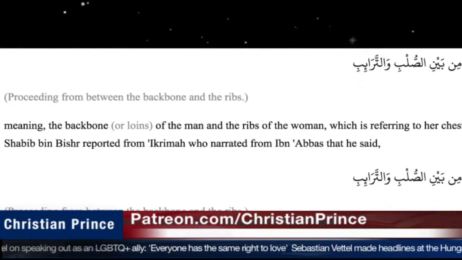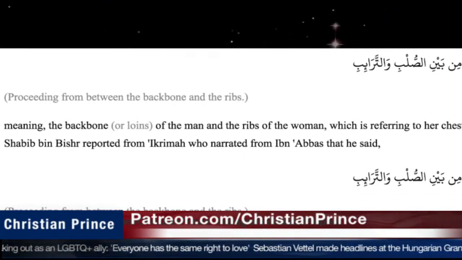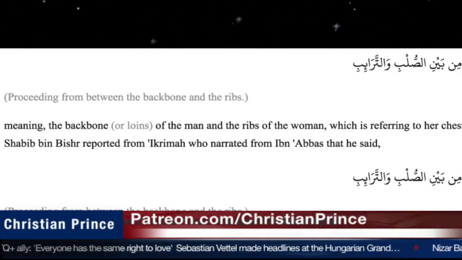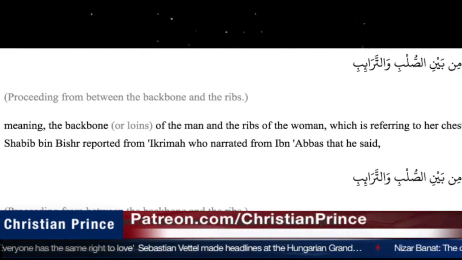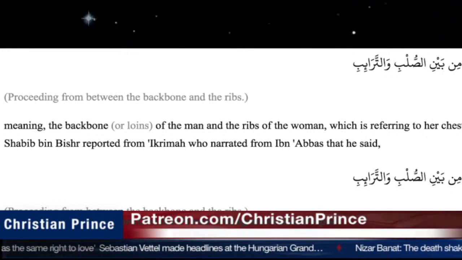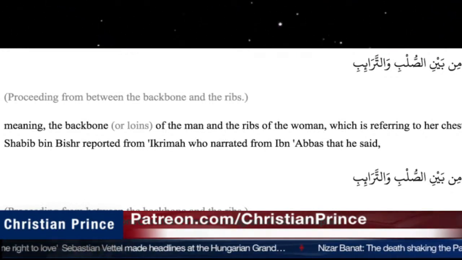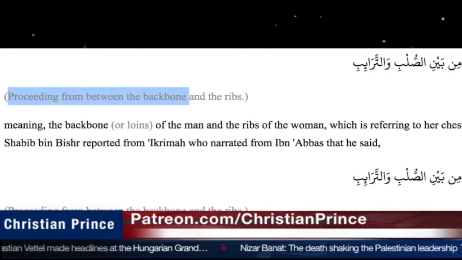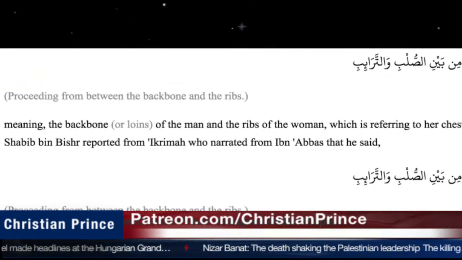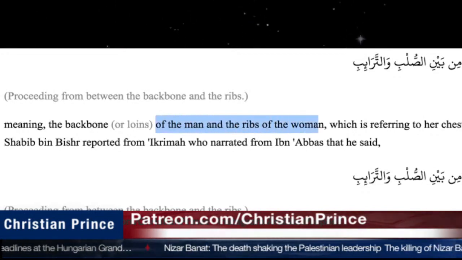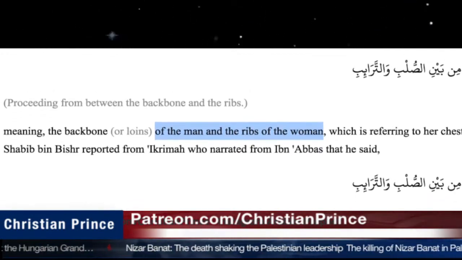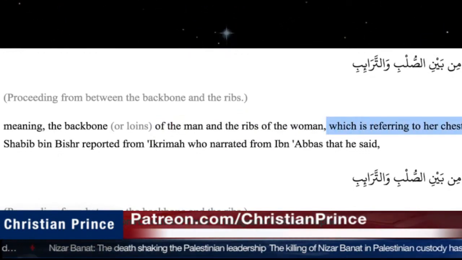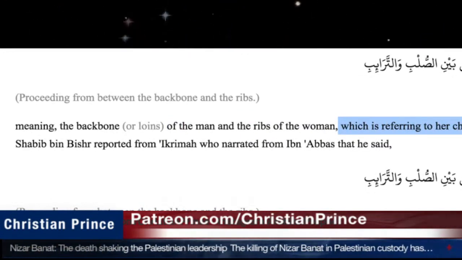Exactly. Read me carefully. It says, proceeding from between this water, the gushing forth, the one we are talking about, the yellow water coming in the vagina of the women, where it's coming from. Listen carefully, Bilal. Where the yellow water is coming from, it's coming from the ribs of the women. Read carefully. Proceeding from between the backbone and the ribs, meaning the backbone of the man and the ribs of the women. Okay, which is referring to her chest. Yes. Okay.